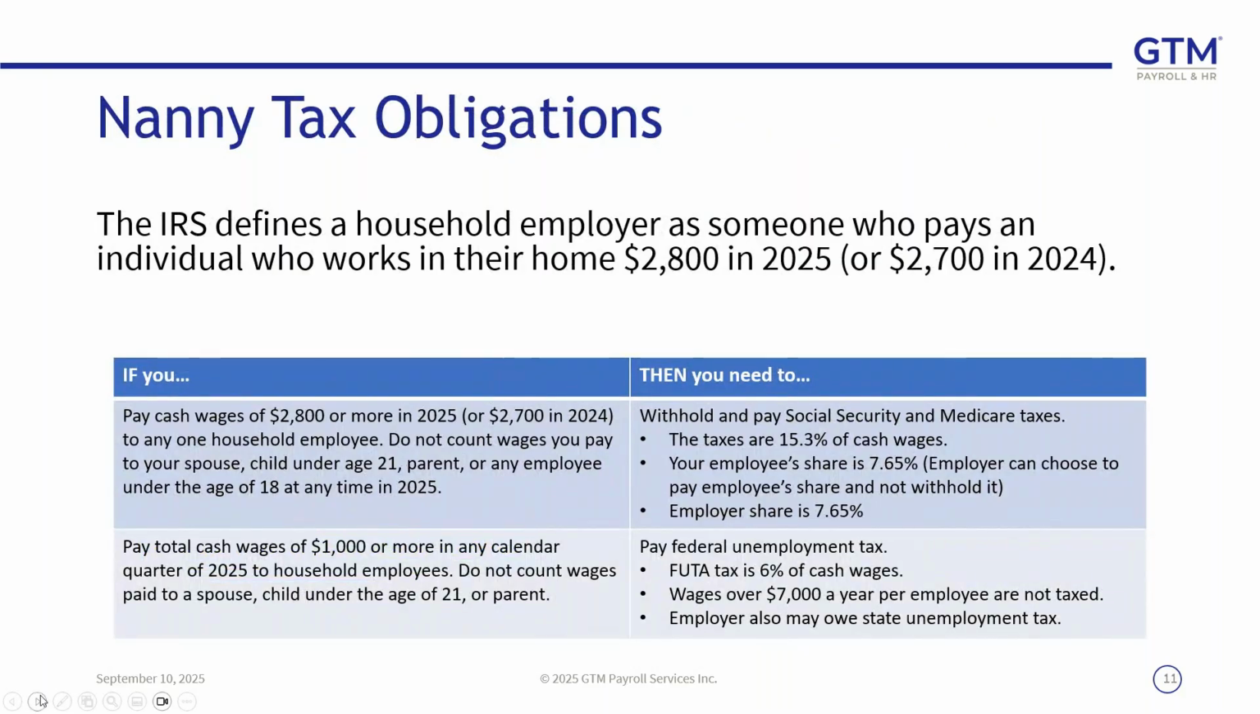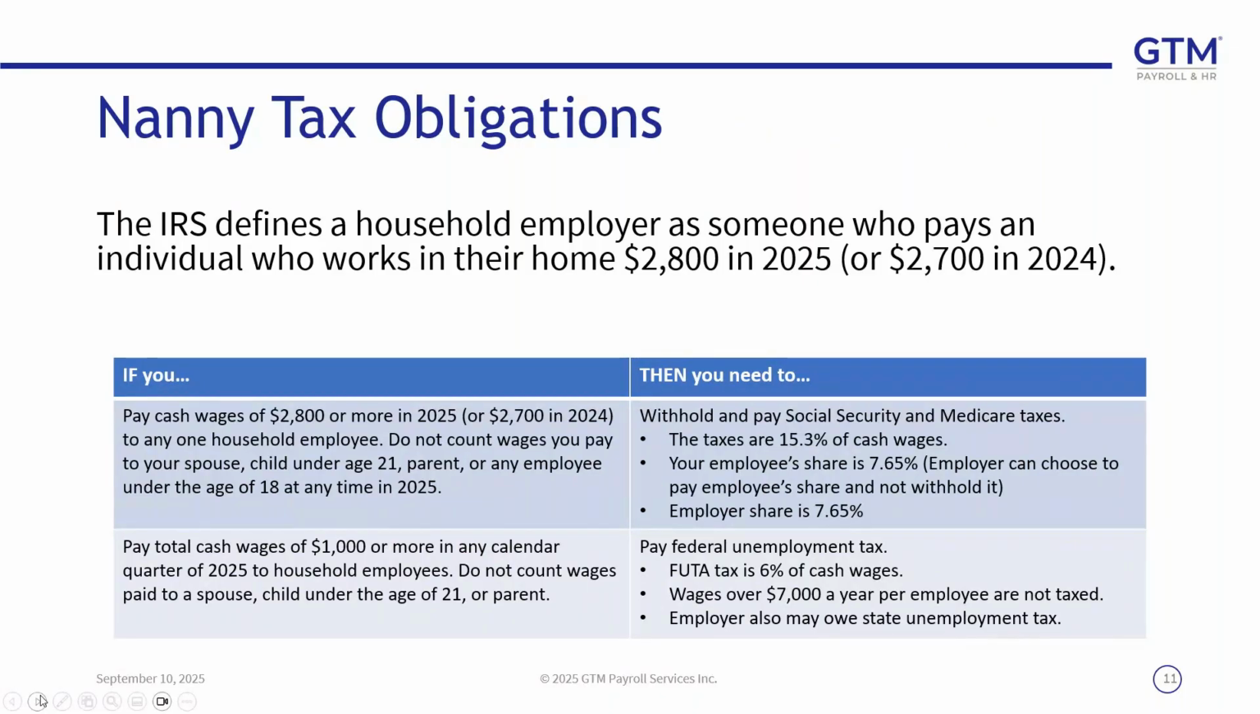If a family goes over that wage threshold, they'll need to withhold and pay Social Security and Medicare taxes, which are commonly called FICA taxes. That total is 15.3% of cash wages, which is split evenly between the employer and employee, with each contributing 7.65%. Employers can choose to pay their employee's share and not withhold it.